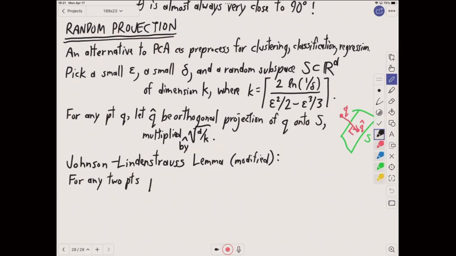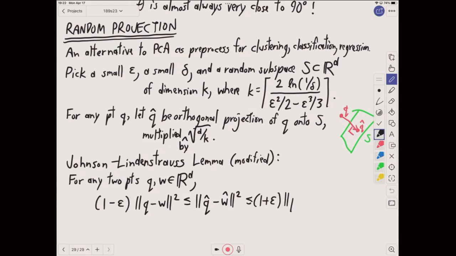For any 2 points, let's call them Q and W, in the original d-dimensional space, after I project them down, you're going to have the following inequality being true with high probability. All right, so that's the lemma.